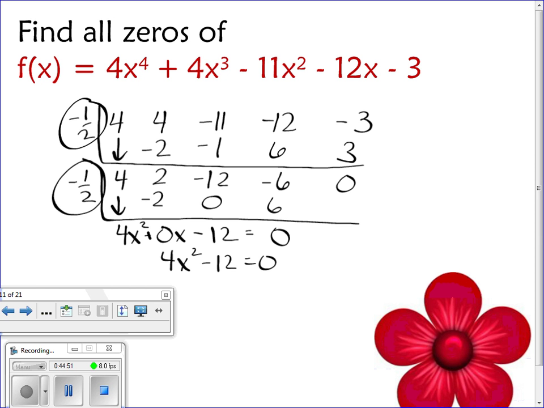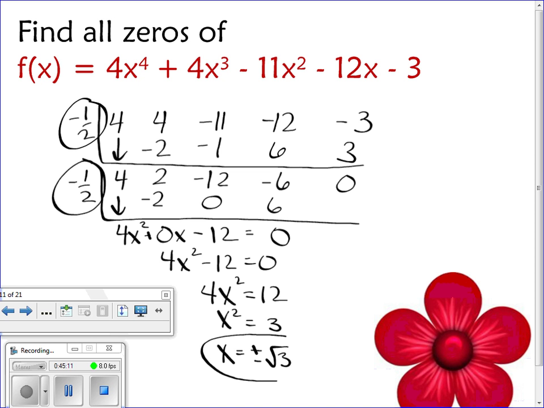I can pull out a GCF, or I can be extra lazy and just move the 12 to the other side. I don't have a b term. So 4x squared equals 12. So x squared equals 3. So x equals plus or minus radical 3. What is radical 3? 1 point something ish. I don't know. Calculating. Oh yeah, I could have been done with that a long time ago.